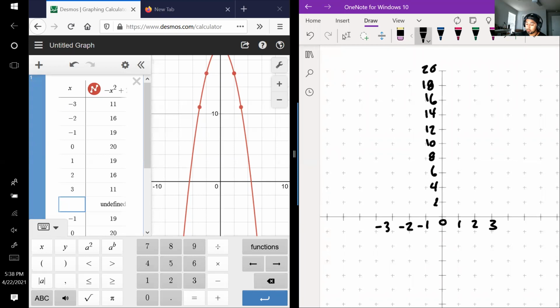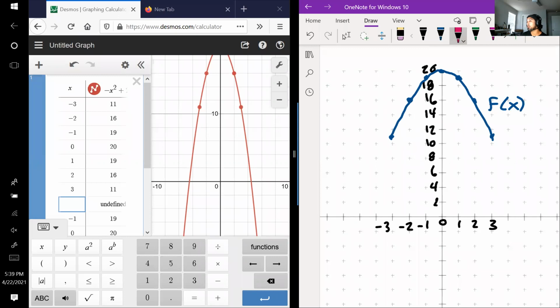Okay. So let's go ahead and plot the x squared function. And at -3, I'm at 11. So that'll be somewhere around there. -2, we're at 16, right there. -1, I'm at 19, in between there. And then 20, 19, 16, and 11. So here is -x squared plus 20 on the interval -3 to 3. And we're just going to call this one f of x.